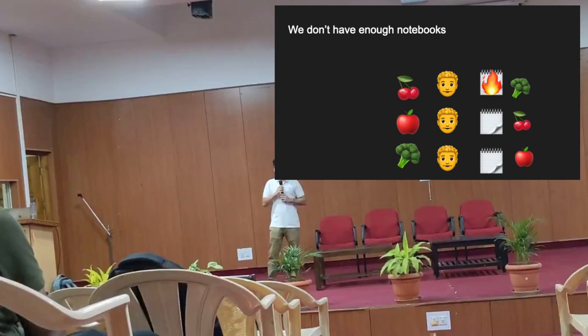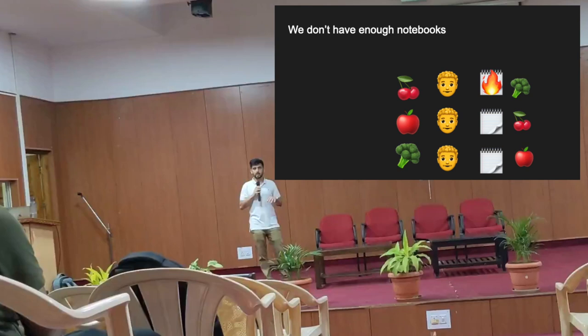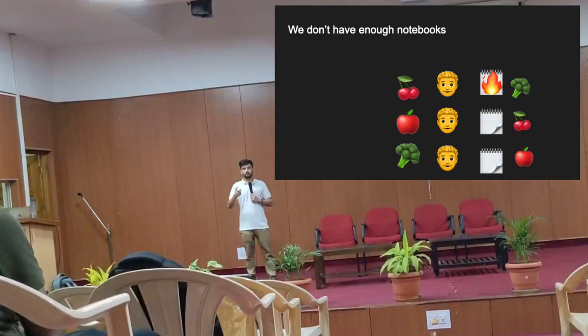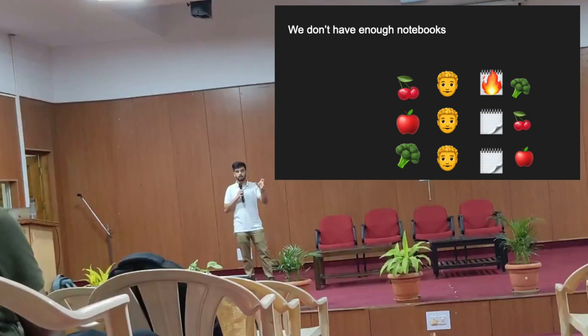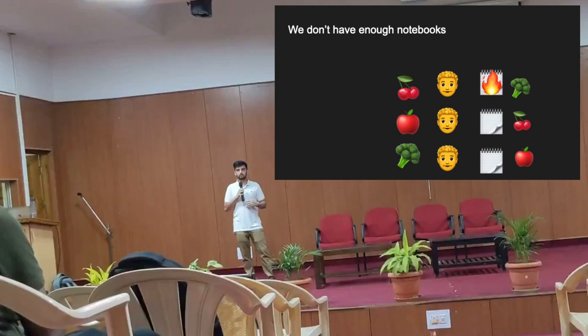But the problems I discussed with consistency and availability, they are still there in the applications we use. So for example, when you're using the Swiggy app, when you click on a restaurant and it opens up to the menu, how fast is that?